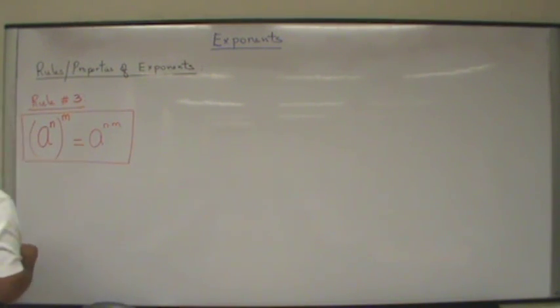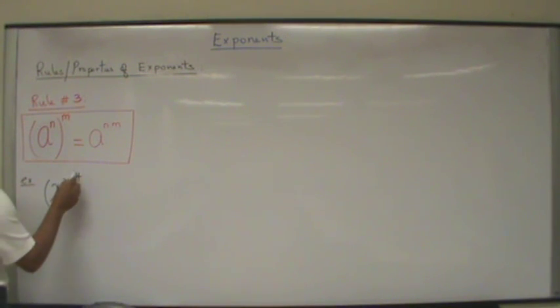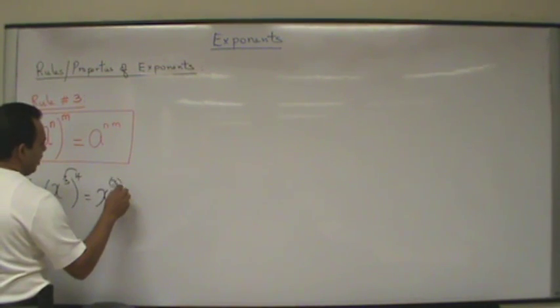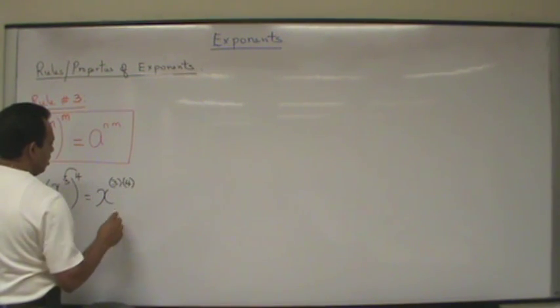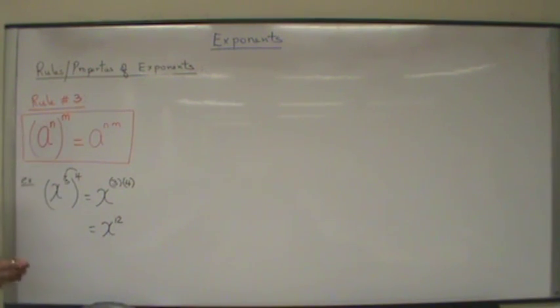So let's look at our examples here. Example: if I have x to the third power raised to the fourth power, we'll distribute. So 4 times 3, and that becomes x, and I'll write it out, 3 times 4, which becomes x to the 12th power. So that's my first example.